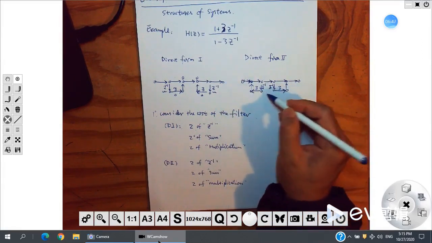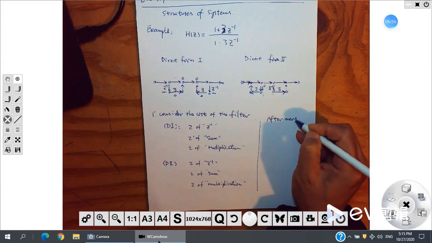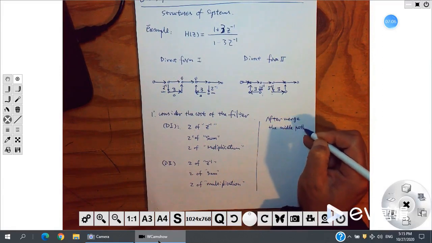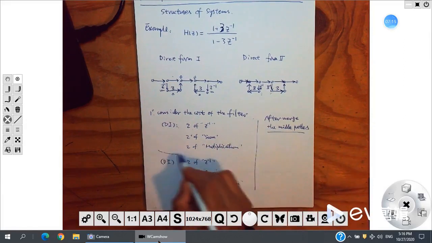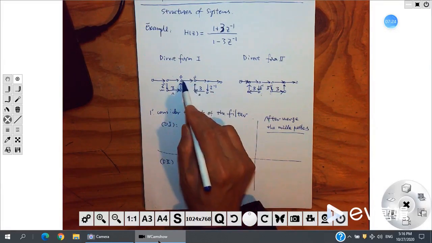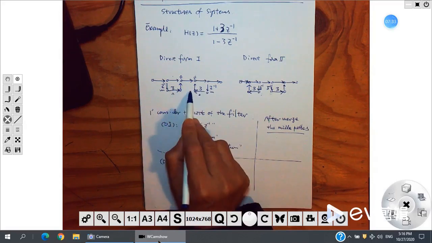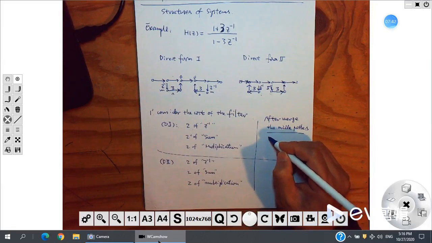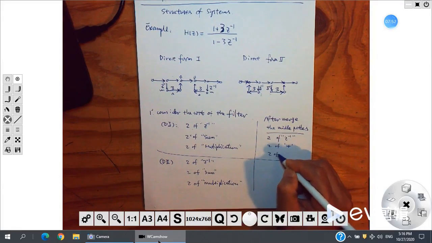And then we can merge this part. After merging the middle path, I can merge these 2 together. Then what happens now? For direct form 1, I still have 2 delays and 2 multiplications. For summation, does it change to 1, or is it still 2, because these 2 are put together? Here I have a summation, this one adds this one, so I have 1 summation. Then going up, here's another summation. So I still have 2 summations, 2 delays, and 2 multiplications.